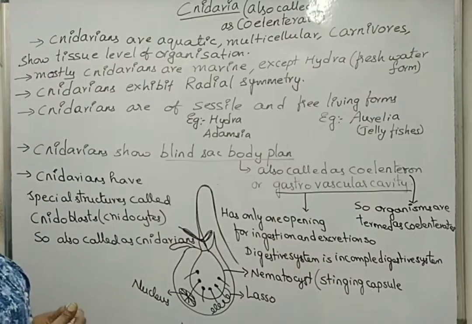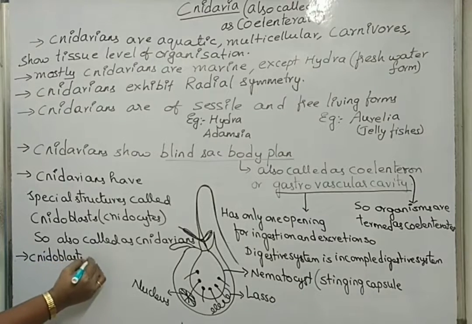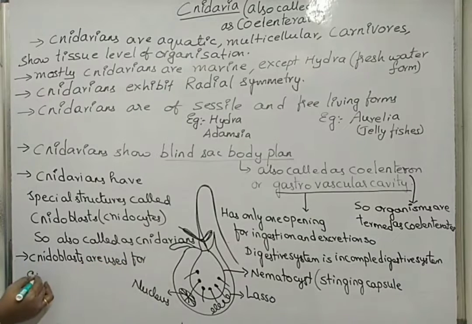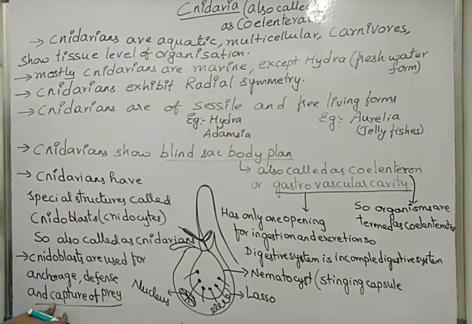So, what is the use of these cnidoblasts? Cnidoblasts are used for anchorage, defense, and capture of prey. Capturing of prey is also termed offense.